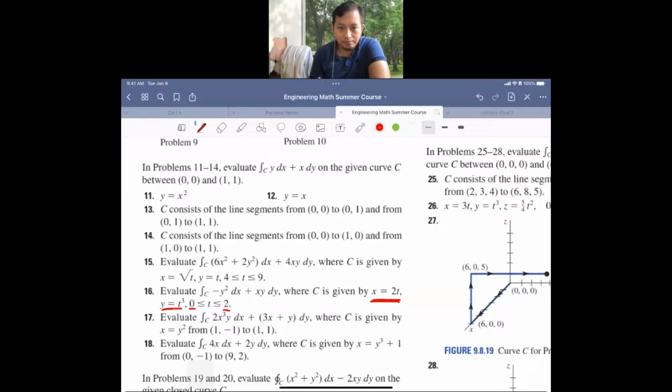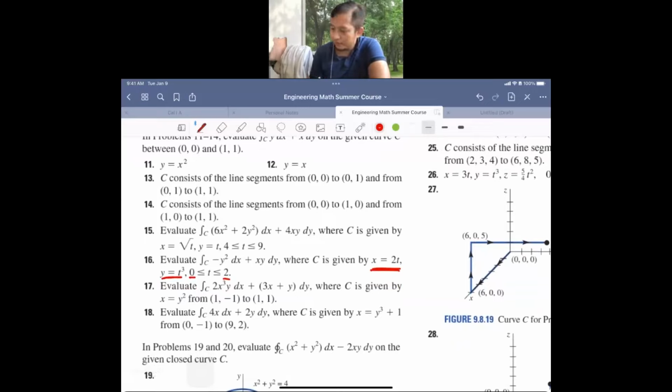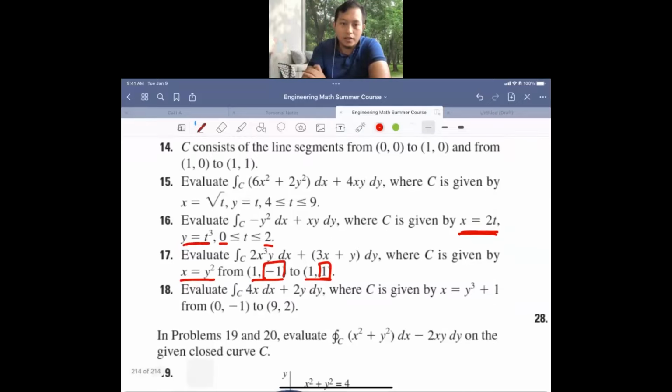Number 17, I think we could try number 17. I think it's also similar. We have x equal y squared, so x equal y squared is our substitution. So we could exchange. I think it's easy to change x with y squared. So change all x into y, and then from the initial point and terminal point, we could take dy from negative 1 to 1, and you could have the results.